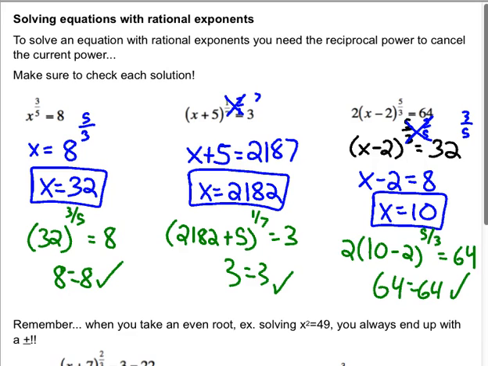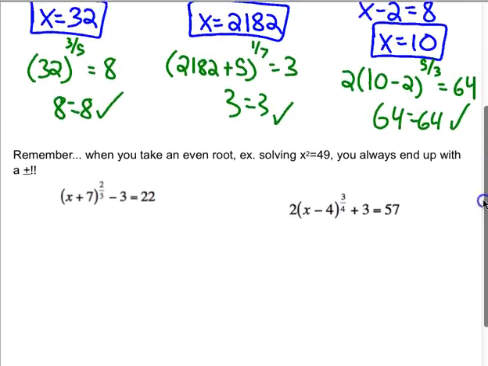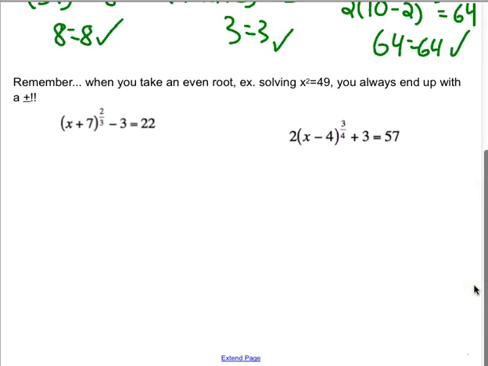All right, now it does get a little bit trickier when you have to take an even root. Okay, so let's talk about what that means. All right, so remember, if you have something like x squared equals 49, when you square root it in the equation, remember that was taking a square root, so you always ended up with a plus or minus. Well, the same thing actually happens here. Okay, anytime you take an even root, it means that you need your plus or minus. So let me show you what I mean by that.